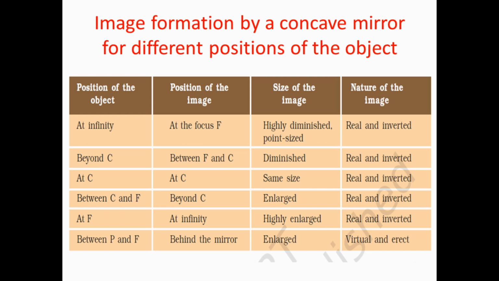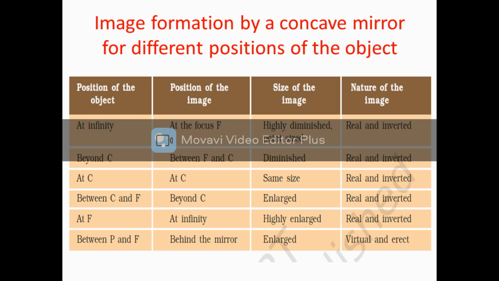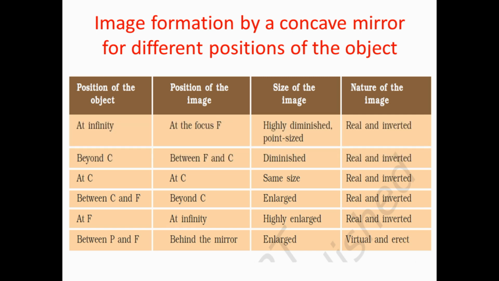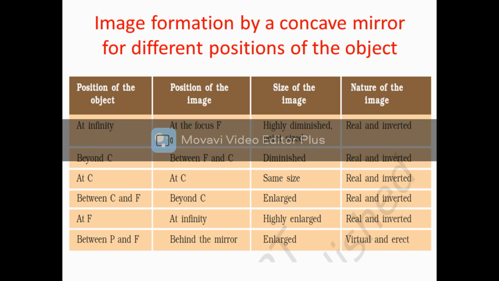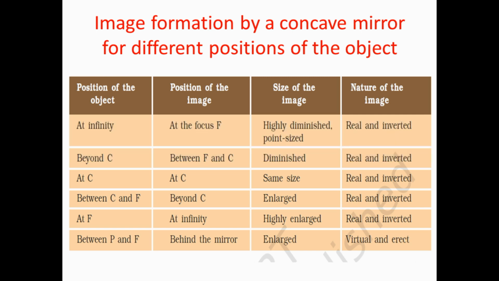So in between C and F, we get beyond C. Beyond C means after that C. CC means center of curvature, and the size was enlarged. Enlarged means very, very large, and the nature of the image was, as always, real and inverted. At point F we get the position of the image at infinity. So it was highly enlarged, we can't minimize it. It was a real image, but it was inverted.